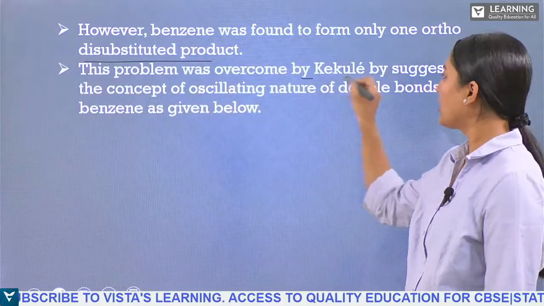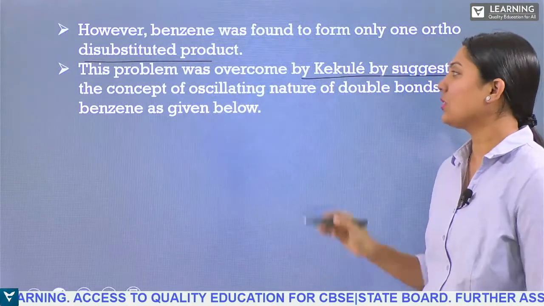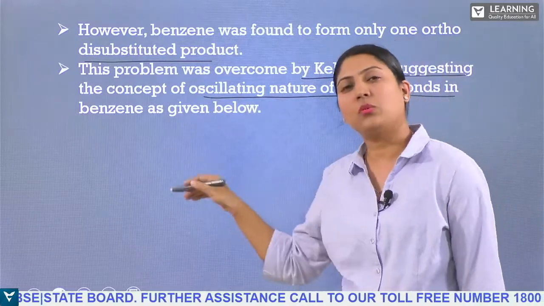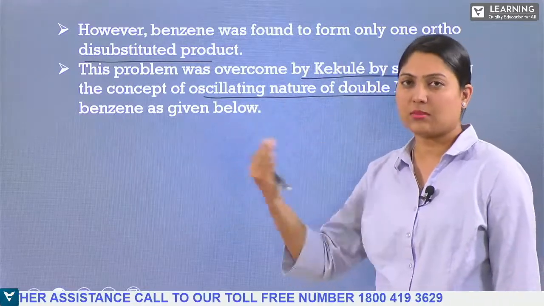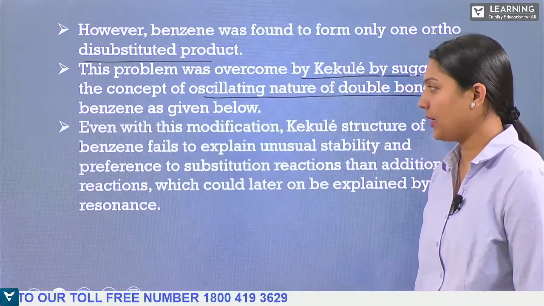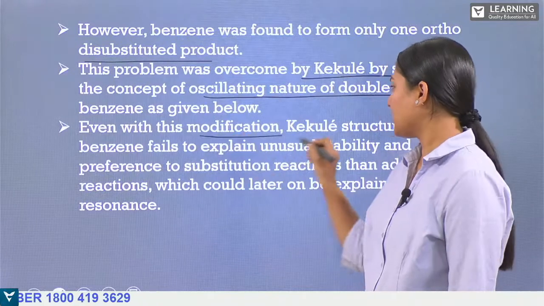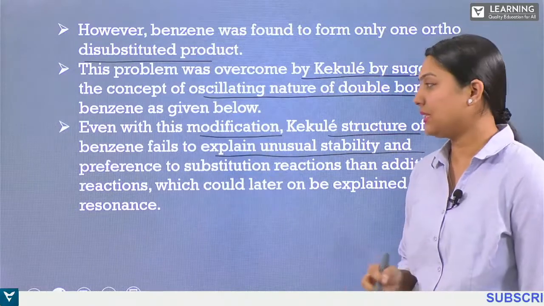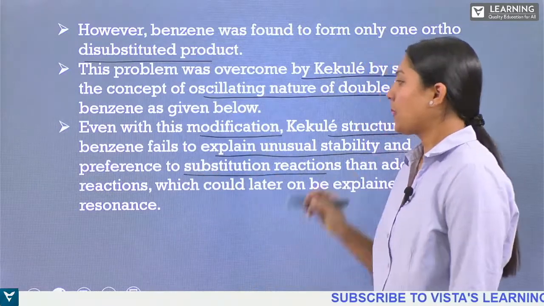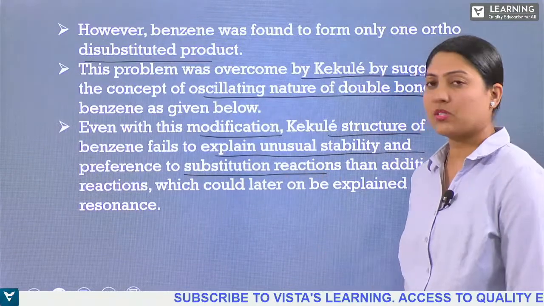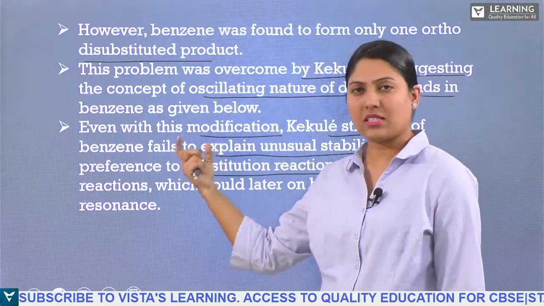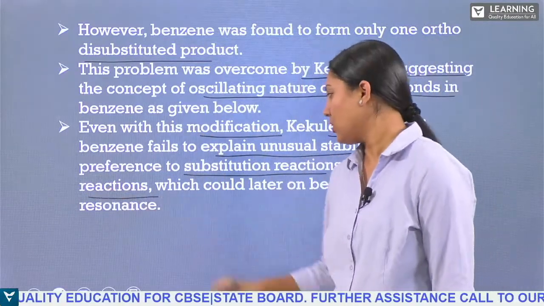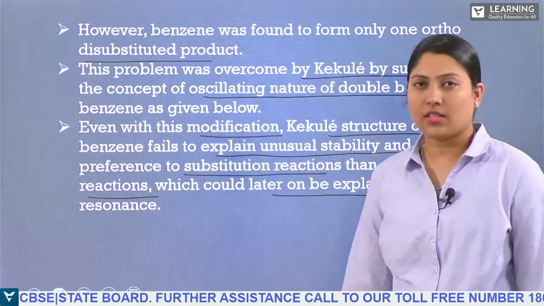This problem was overcome by Kekule by suggesting the concept of the oscillating nature of the double bonds. As I said, the double bonds will be shifting from one carbon to the other. That was given by Kekule. Even with this modification, the Kekule structures of benzene failed to explain its unusual stability and its preference for the substitution reaction. That means it should be stable, right? And the preference for substitution reaction over addition reaction could later be explained by the resonance structure.